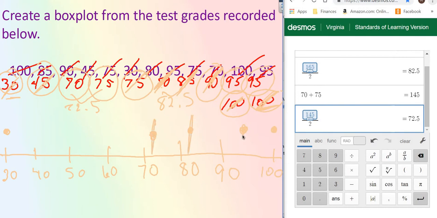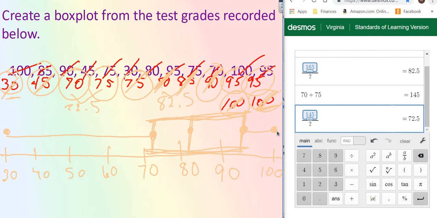I'm going to put lines through the middle 3 and connect and make a box. Then I'm going to connect that whisker and this whisker. So that's how you make a box plot from those numbers.